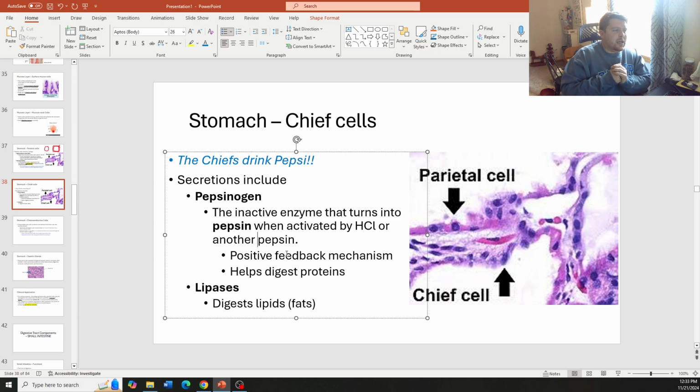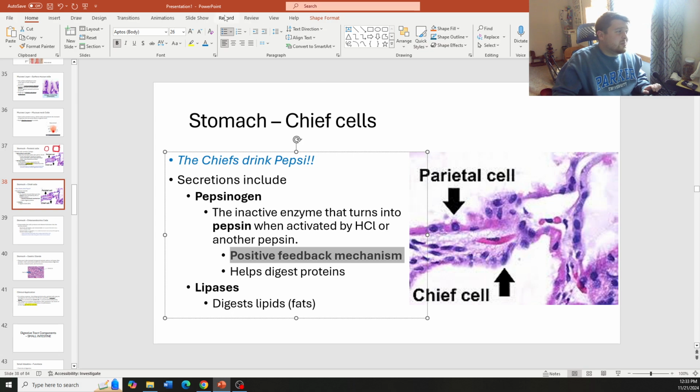So it does what's called a positive feedback mechanism, or a positive feedback loop. We don't see very often positive feedback loops. The only other one that we ever really talk about is oxytocin in regards to giving birth, typically, which you'll talk a lot about in physiology in the future. Mostly we talk about negative feedback loops, which we will have seen a lot in biochemistry, and we will also see a lot of those in physiology. But pepsinogen is one of our very rare positive feedback mechanisms.